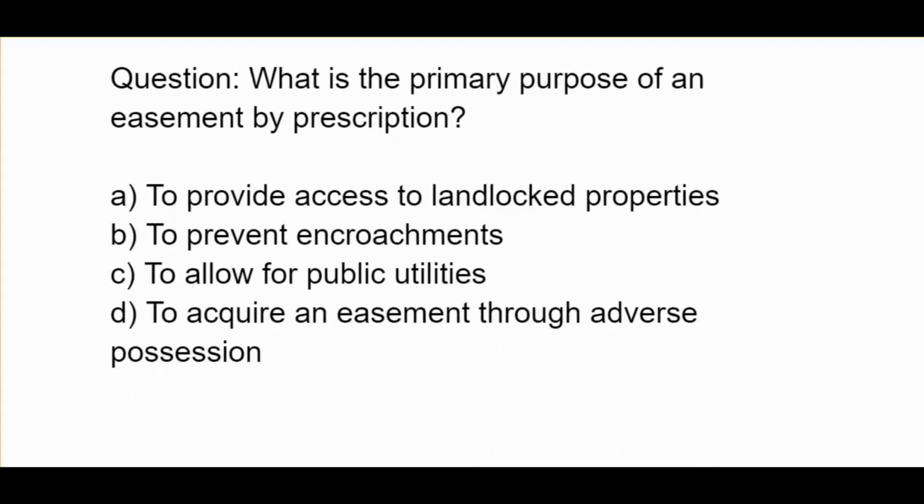What is the primary purpose of an easement by prescription? A. To provide access to landlocked properties. B. To prevent encroachments. C. To allow for public utilities. D. To acquire an easement through adverse possession.